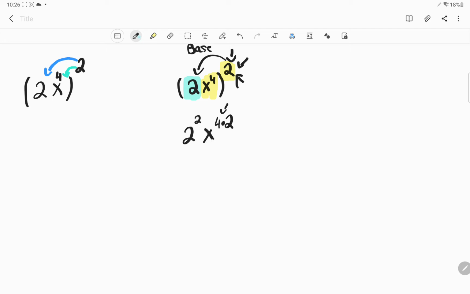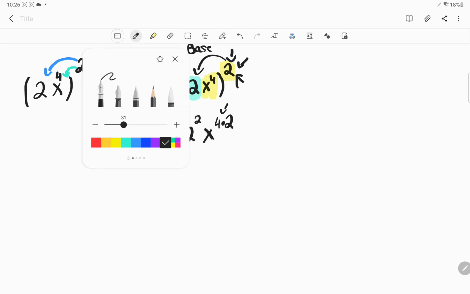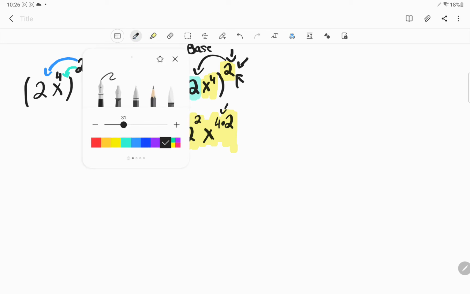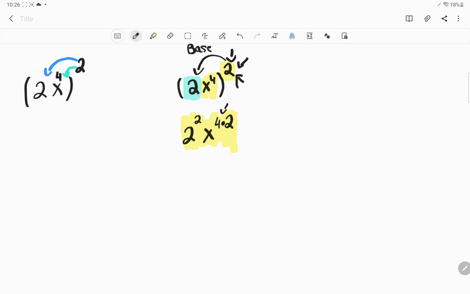Now my problem looks like the bottom one, and I'm going to highlight it so you know what we have so far. This is what we have so far. Now all we have to do is just simplify. I'm going to work with my variable first, and then I'm going to work with the number second. So my variable is this one. So what's 4 times 2? 4 times 2 is going to be x to the 8th power.